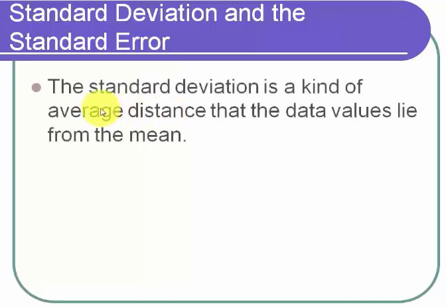So the standard deviation I've already talked about, but I can't talk about it too many times. The standard deviation, I would say, is in the top 3 of the most important ideas of the entire statistics course. And the standard deviation is a kind of average distance that the data values lie from the mean.